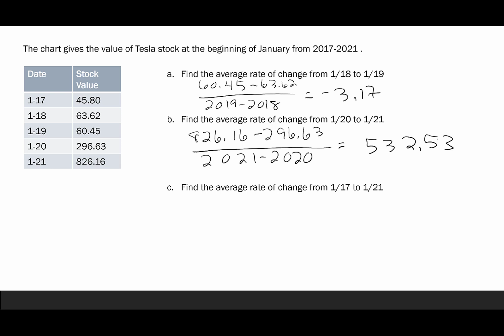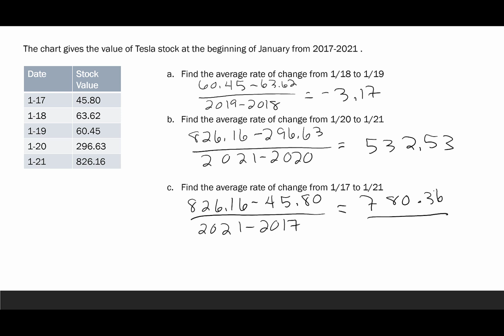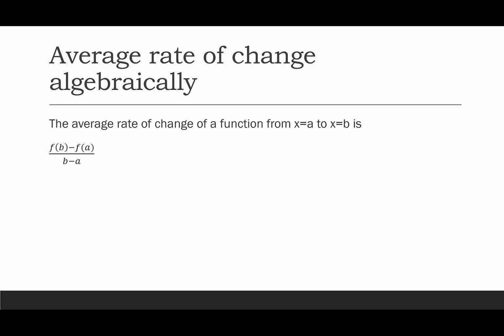So from January of 2017 to January of 2021. In 2021, it was 826.16 again. In 2017, it was 45.80. And now I do have a bigger time period, 2021 minus 2017. That said we had a difference of $780.36 over that time period. And then we're dividing it by 4 because that happened over 4 years. That shows us the average increase was $195.09 per year.